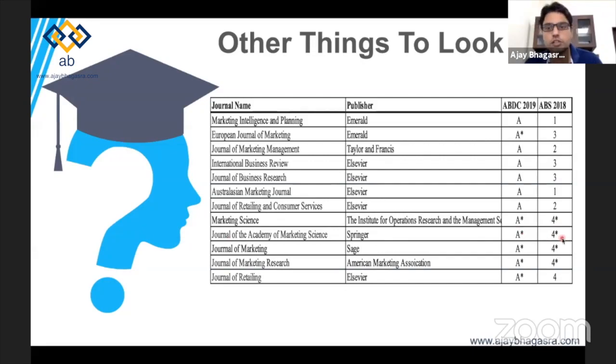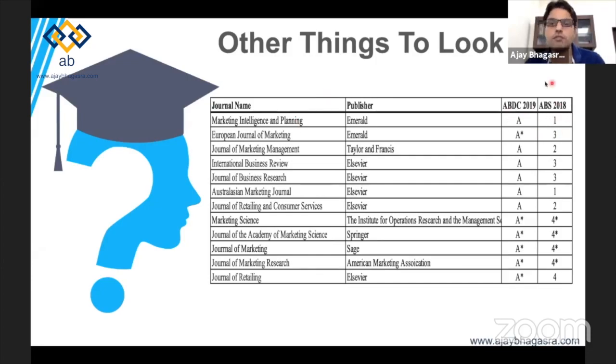But why I'm showing this to you is that look at this journal, Marketing Intelligence and Planning. ABDC is calling it an A category journal, but ABS has put it at the entry level in their ranking. I told you that 4-star is the best in ABS. 1 is the least, 2 is better, 3 is even better, 4 is even better, 4-star is the best. So for Marketing Intelligence and Planning, ABDC says it is good, ABS says it is an entry point in its ranking.